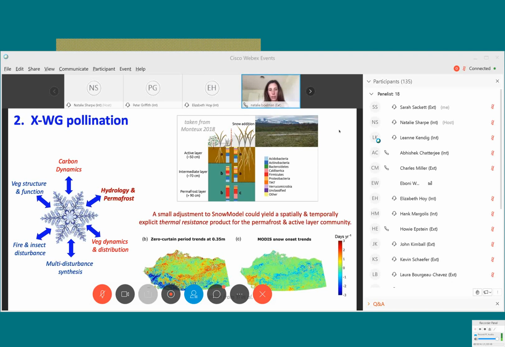And we can get these with just a small adjustment to current versions of snow model. And these could yield spatially and temporally explicit thermal resistance products for the permafrost and active layer community. And of course, this plays back, and it should be important in terms of carbon dynamics and vegetation dynamics and distribution as well. Okay, next slide.